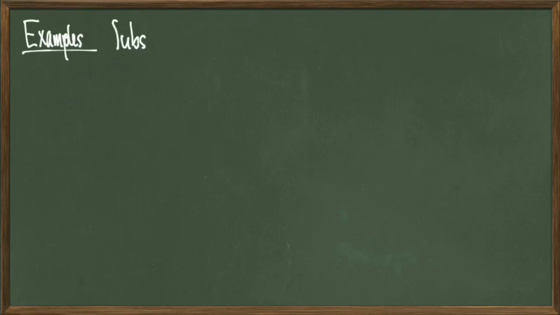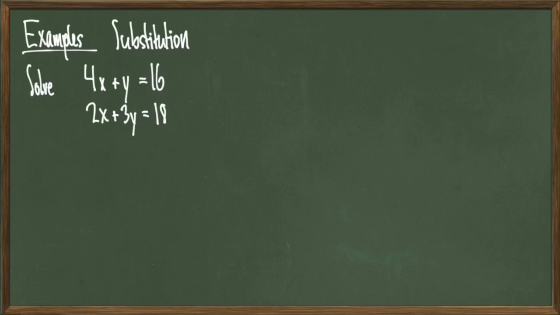Let's go ahead and get started on an example. Consider the system of linear equations 4x plus y equals 16 and 2x plus 3y equals 18. The goal is to let these equations work together, so what we're going to do for substitution is pick one equation. I'm going to pick 4x plus y equals 16, and I'm going to solve for one of the variables. In this case, I'm going to solve for y.